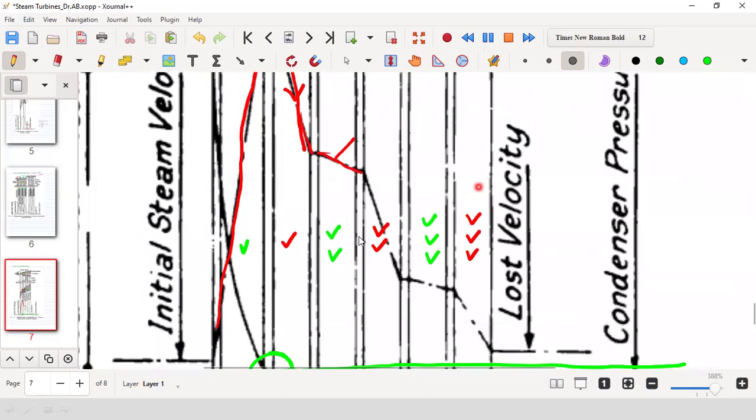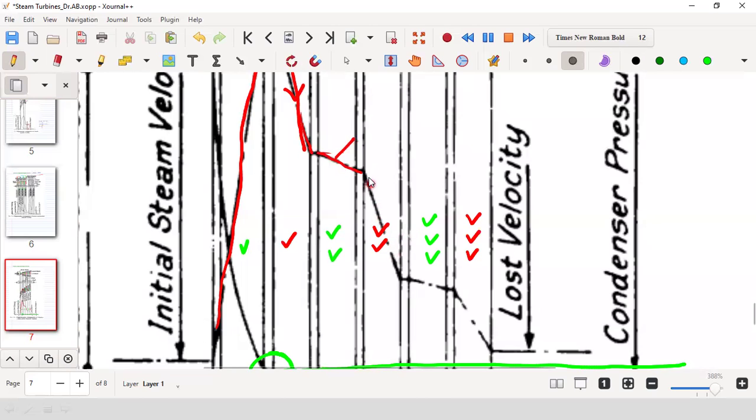So what is happening in the next moving blade? There is a reduction of velocity due to what? Due to the momentum transfer from the fluid to the blade. So the blade is gaining kinetic energy and the steam is losing the kinetic energy. There is an exchange of kinetic energy and momentum. So the blade continues to move, and that means the blade continues to receive the kinetic energy and momentum, and the fluid continues to lose its kinetic energy and momentum.